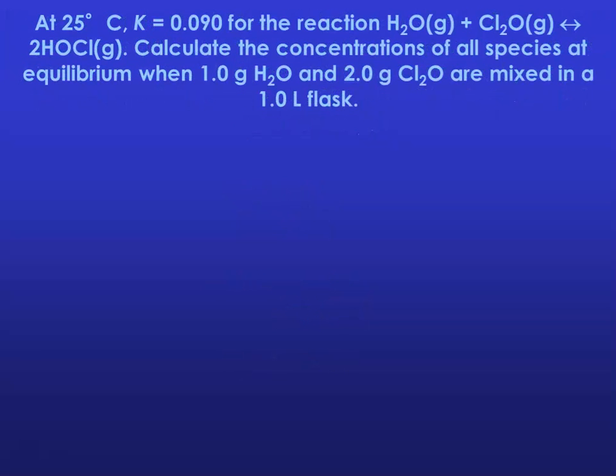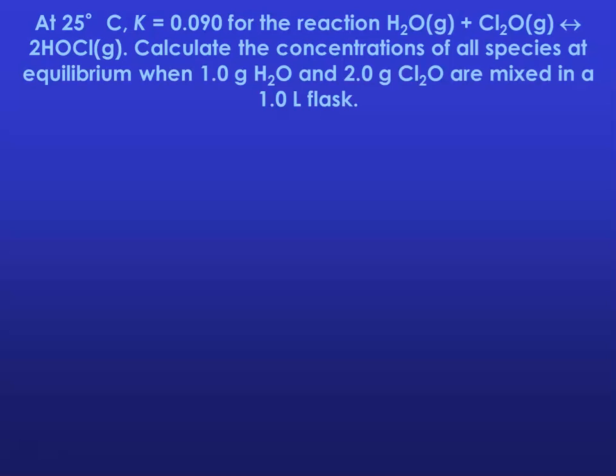I do think this one is going to involve initial quantities. We have a K of 0.09 for water vapor and dichlorine monoxide forming hypochlorous acid in the form of a gas. We are given the initial amounts: 1 gram of water and 2 grams of dichlorine monoxide mixed in a 1 liter container. So we only have initial amounts, and we want to figure out what we have at equilibrium for all 3 components, the 2 reactants and the 1 product.